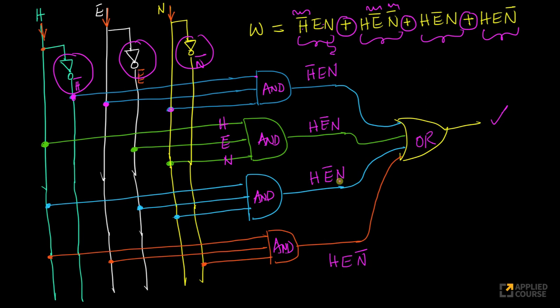Also, this should be H. This is H E bar N bar. I'm sorry, there is a small mistake here. Let me correct it. Again, it's a little confusing when I drew it. So it is H E bar N bar, right? So this should have been N bar like this. Okay, small typo there. Let me just correct it. So this is H E bar N bar.